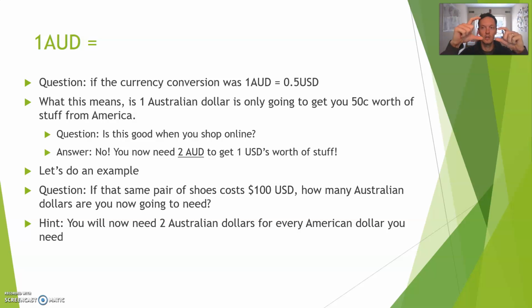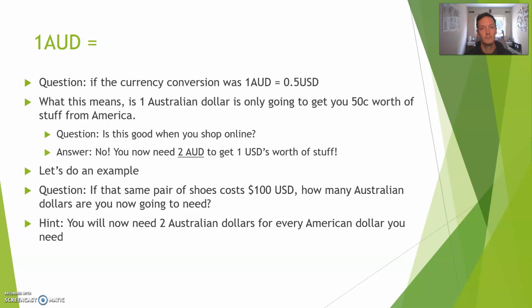Let's look at this again. You've got $1 Australian, pretend it's like a bar. $1 Australian only gets you 50 cents in America. So how many Australian dollars do you need just to get to $1 American? Well, you're going to need 2 of these, aren't you?